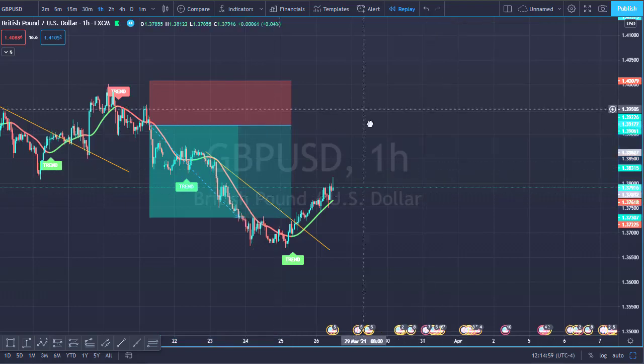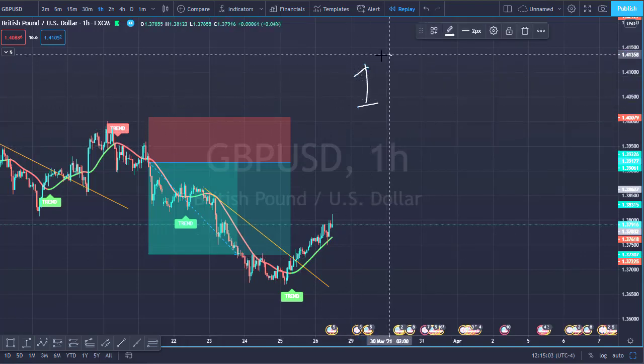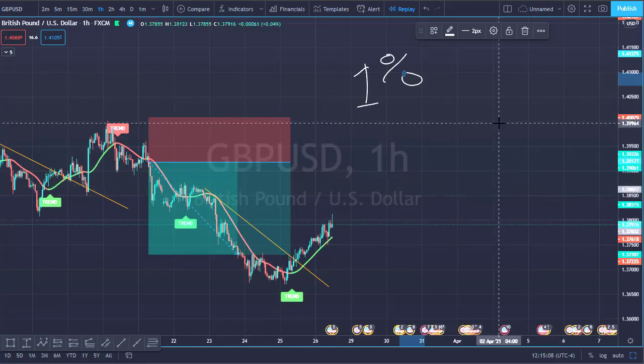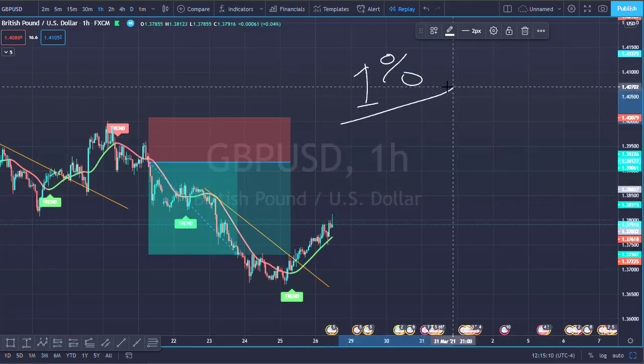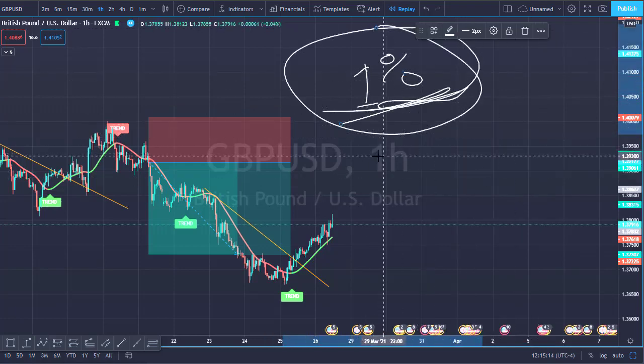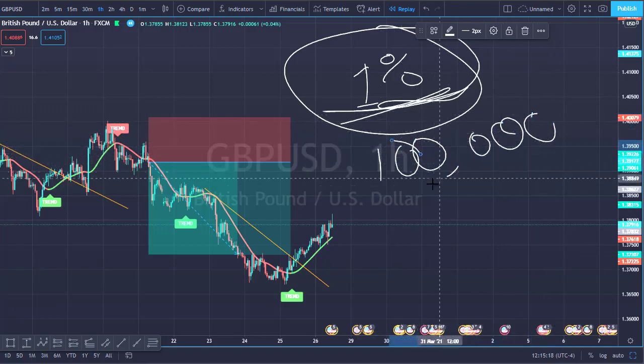Now what that means is, all right, I want you to think about this. If you're risking 1% per trade of your total account balance, and you had a 100,000 account, because we show you how to get funded in my mentorship, right?